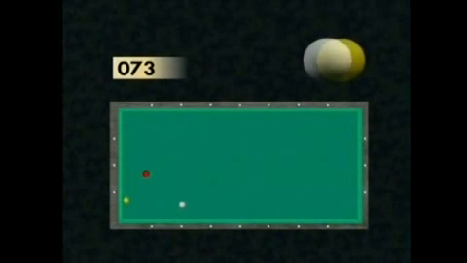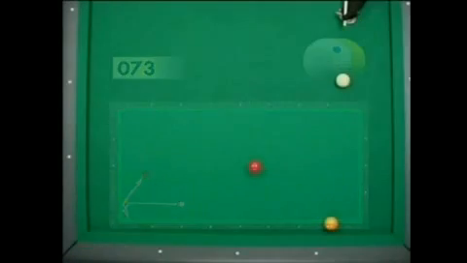This time, the red ball is located more distantly from the cushion. So, by playing very high with a bit of English, the follow quality predominates over the long quality.